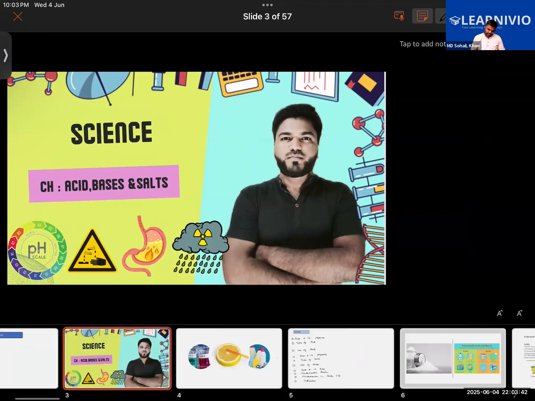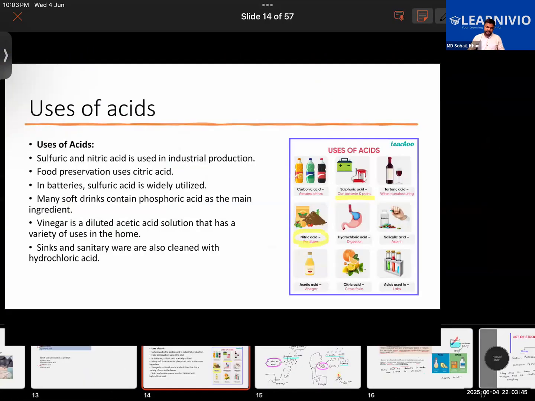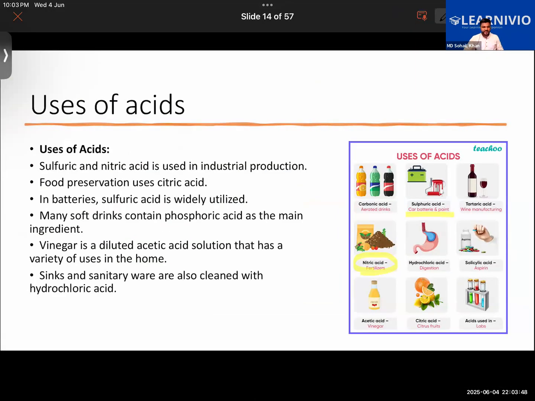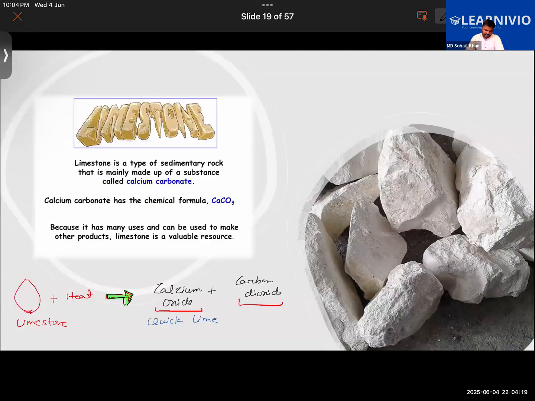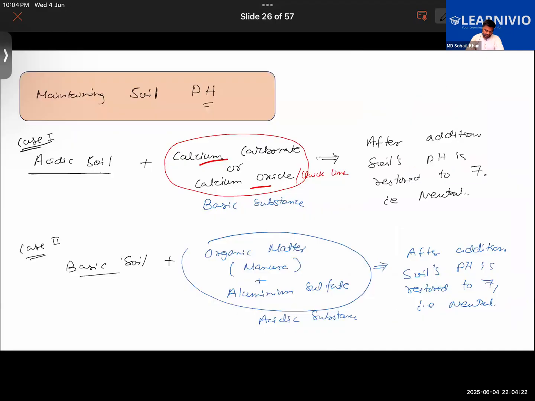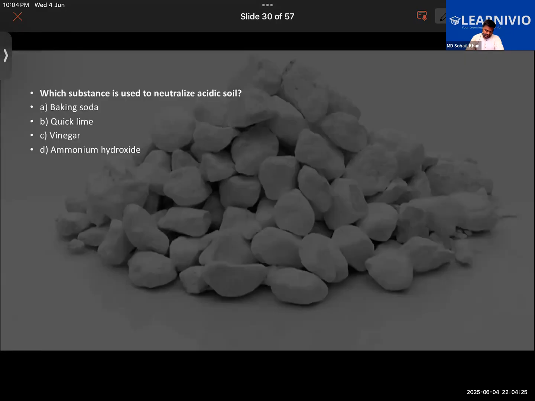Let me revise it quickly for you guys. Look at this. So here are some of the uses of acids. Sulfuric and nitric acid are used in industrial production. Sulfuric acid is used in manufacturing of paint and in car batteries, nitric acid is used in manufacturing of fertilizers. Where do we use fertilizers? In plants. Right, obviously in agriculture we use it to increase fertility. Exactly. Continuing further, we have also learned about acid rain and some of the bases also. All these topics were cleared.